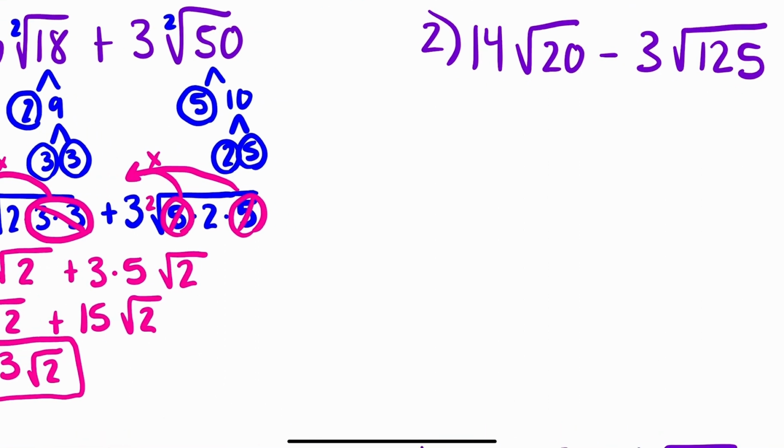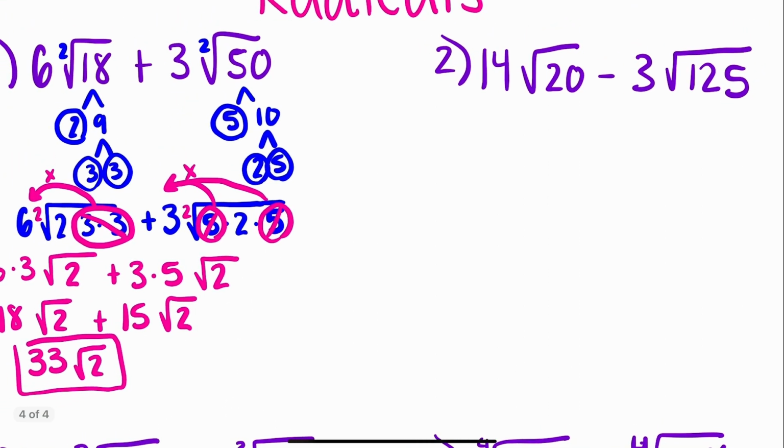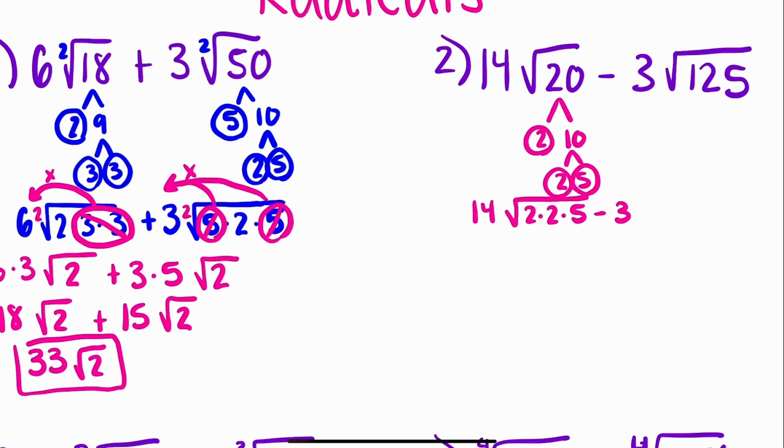So let's look at number 2. We're going to do the same thing here that we just did. Let's factor these all the way down first. I think of 2 and 10. 2 is factored all the way down. 2 and 5. So this is really 14 times the square root of 2 times 2 times 5 minus 3.